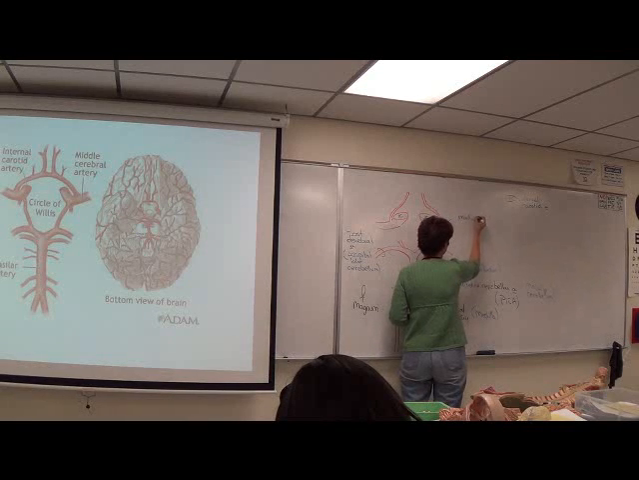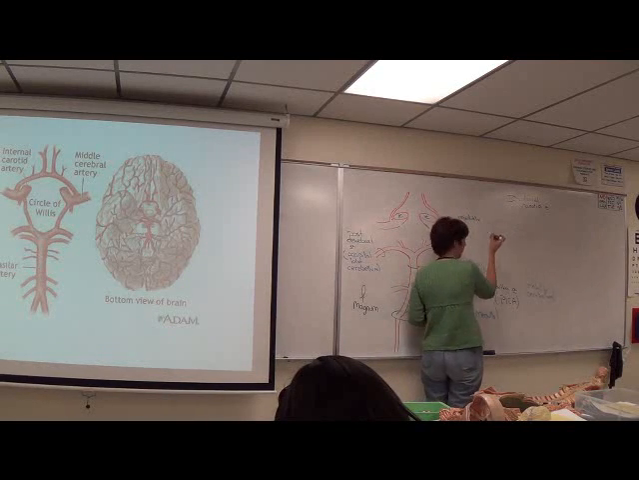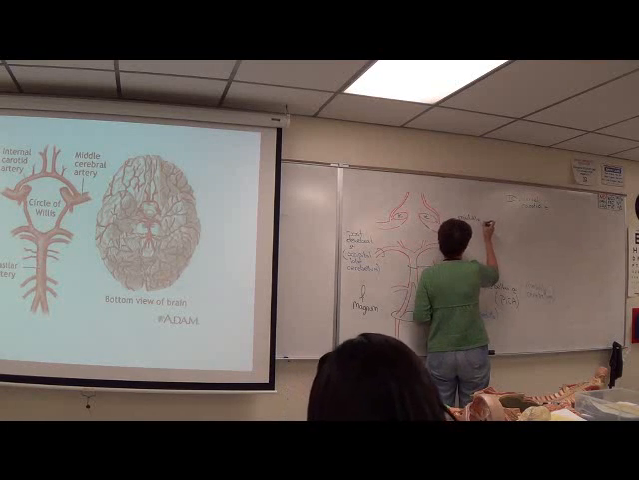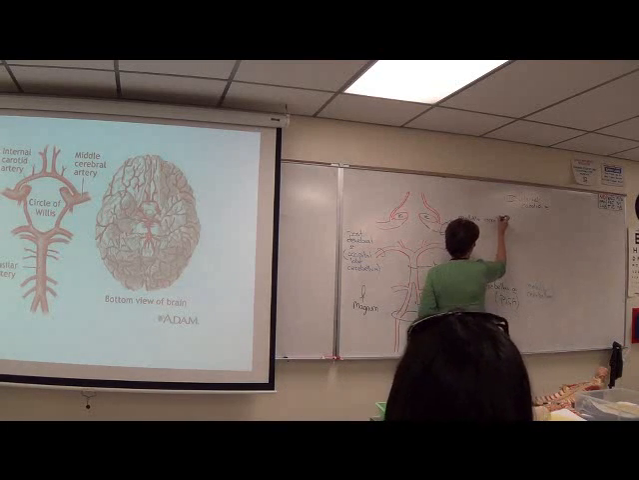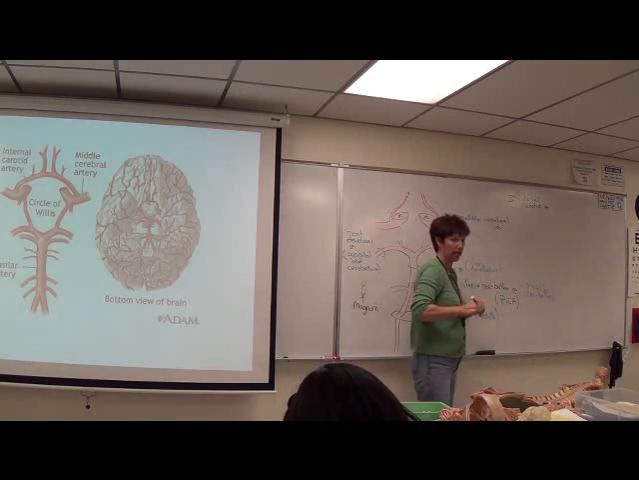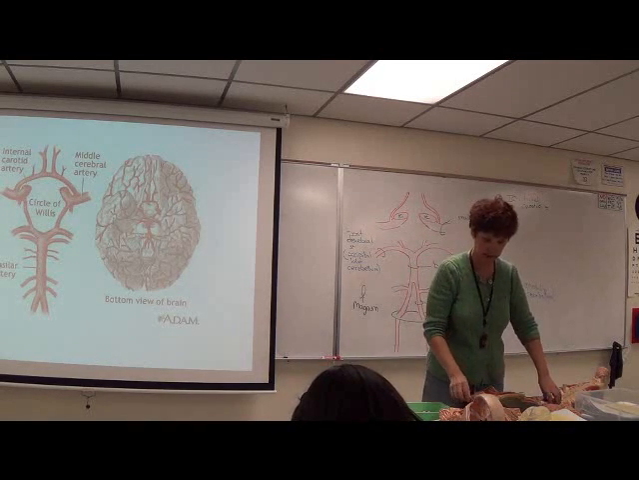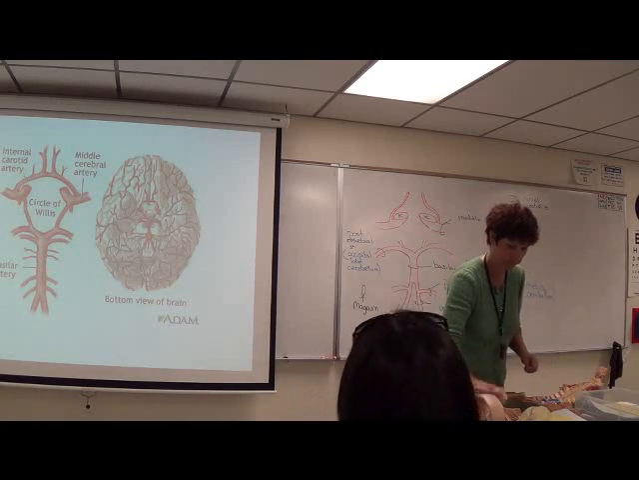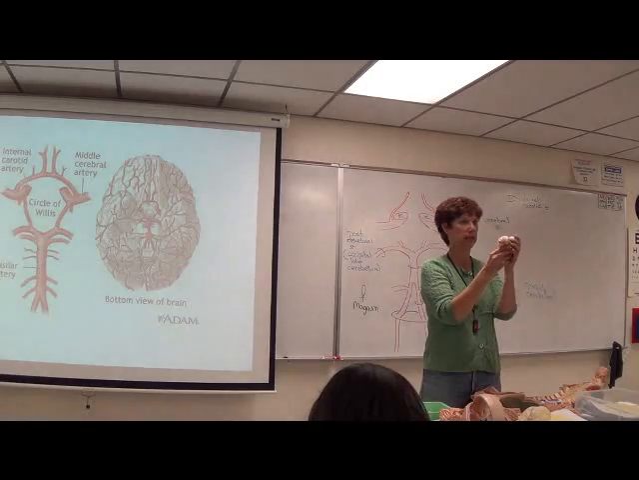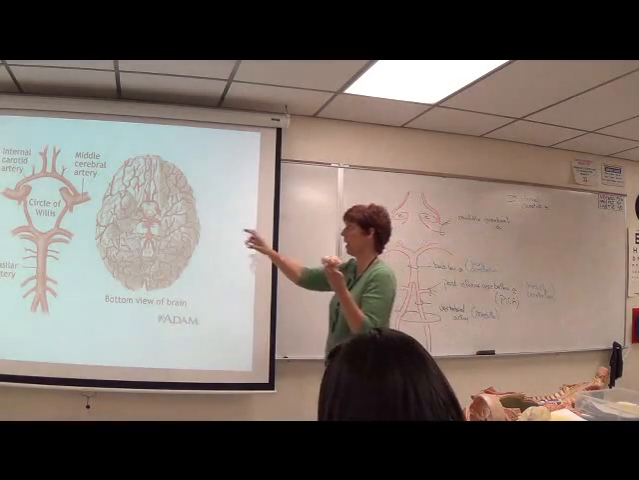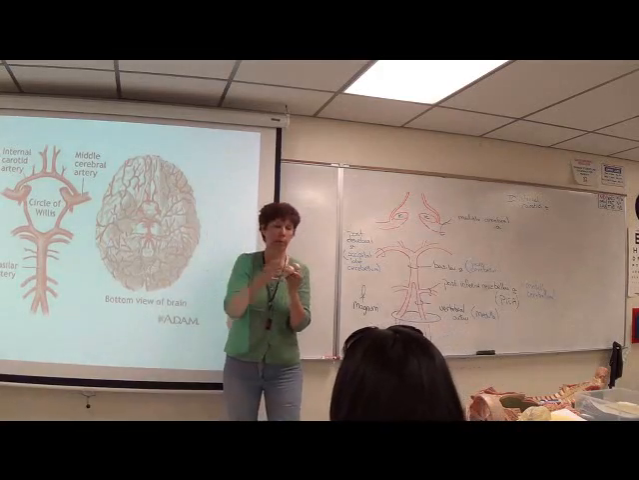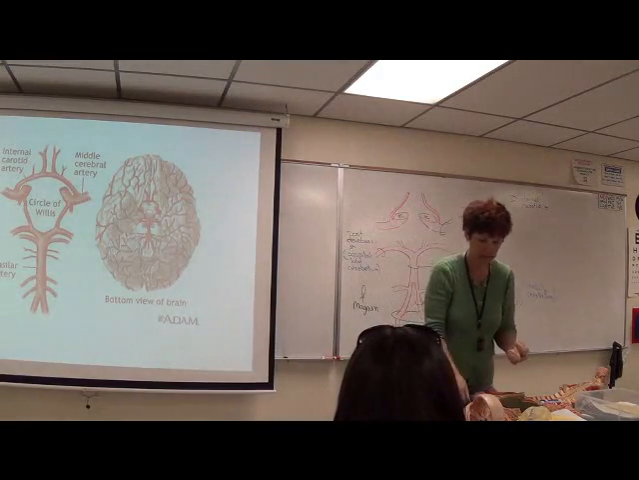Largest branch supplies most of the blood to the brain. If someone has a stroke or CVA, it's usually a problem with the middle cerebral artery or one of its branches. And I'll show it to you on the model here. So this is the middle cerebral artery. Right here, this would be this part of the brain. And it's going to pass between the temporal lobe and frontal lobe.